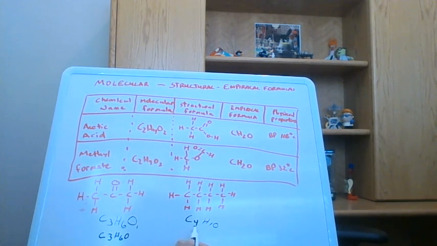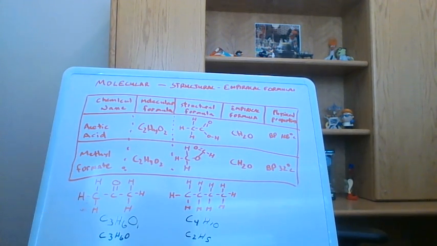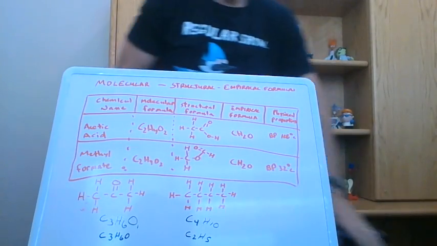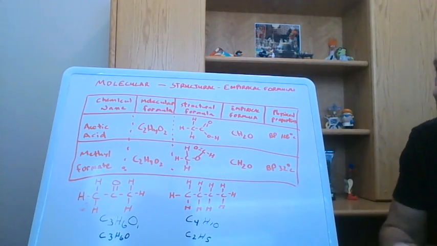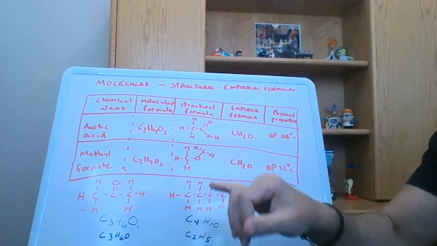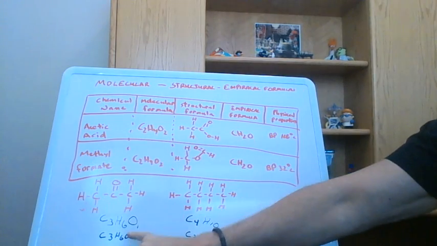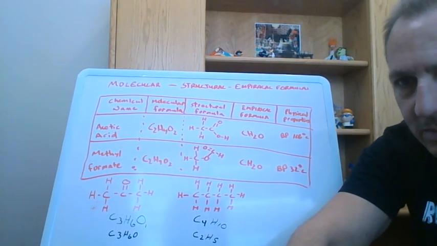If we look at this one, we can divide both of these numbers by 2. So we could have C2H5 as our empirical formula. So this would be our molecular formula, and it would simplify to this empirical formula below. So again, you should be able to look at a structure like this and come up with both the molecular and the empirical formula.